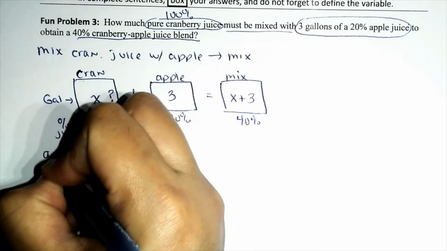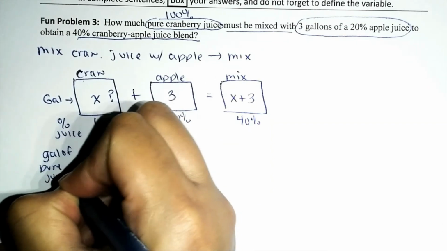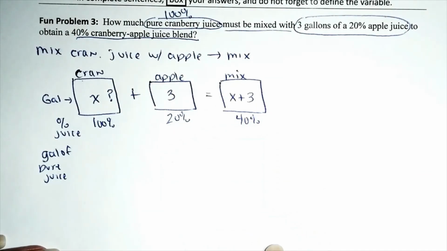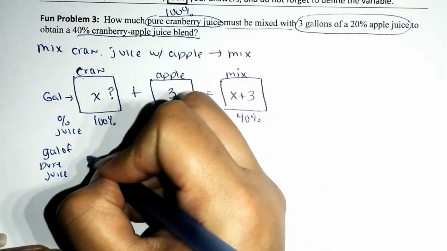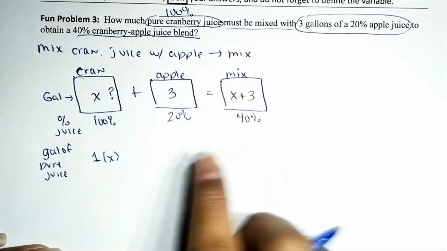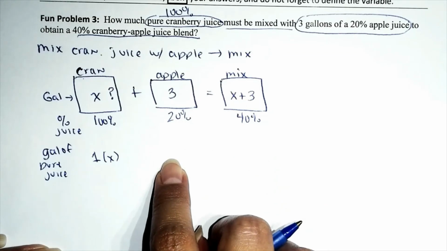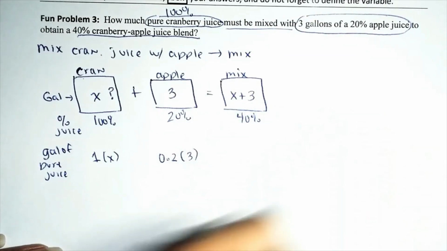So I'm just gonna put gallons of pure juice. Okay, gallons of pure juice. So we're gonna do strength times the gallon. So it's 100%. As a decimal, it's 1 times x gallons. How much pure juice do we have in the apple? Is 20% times 3 gallons.